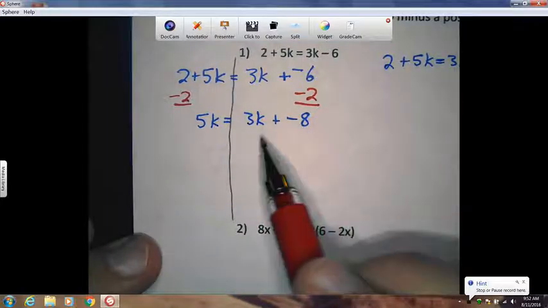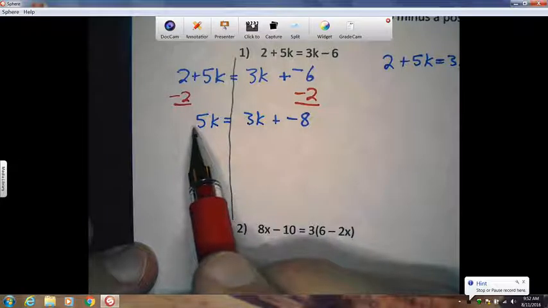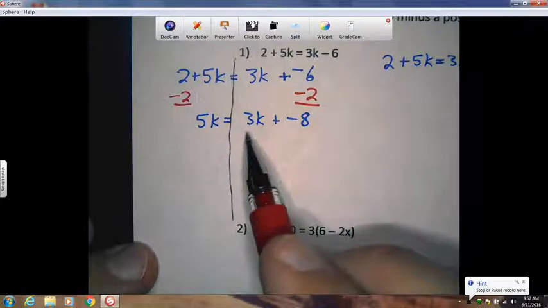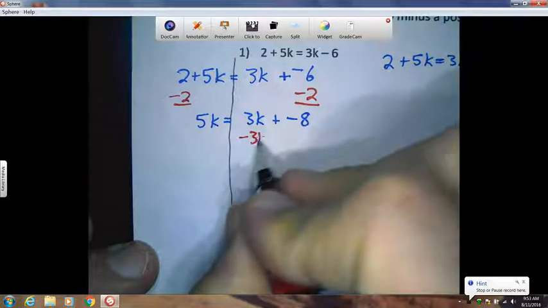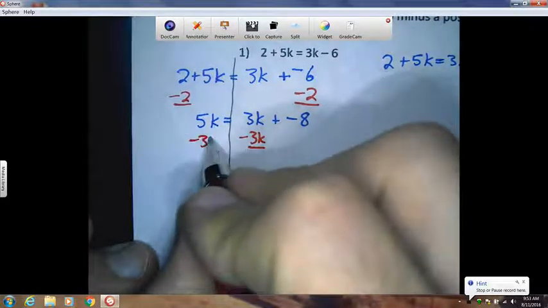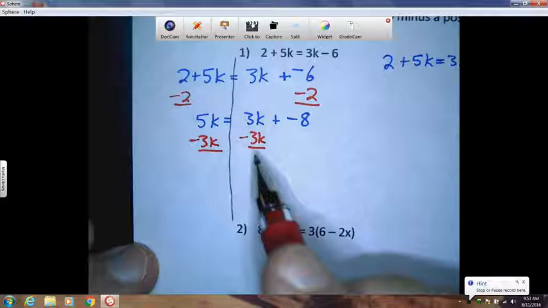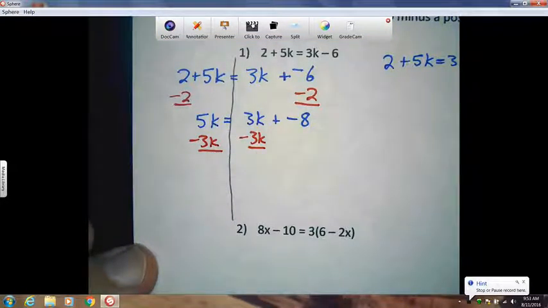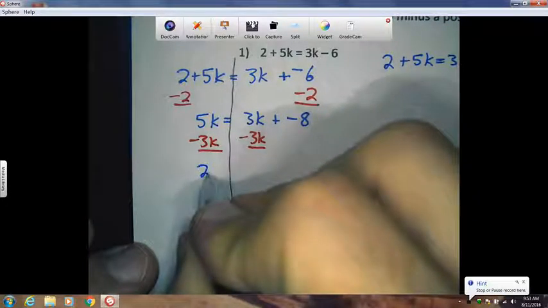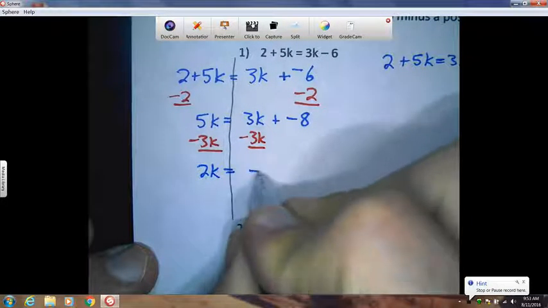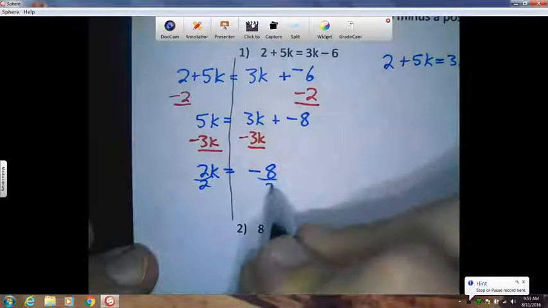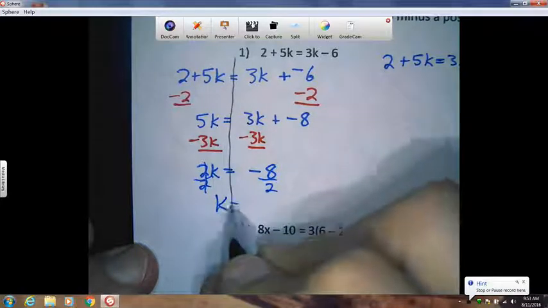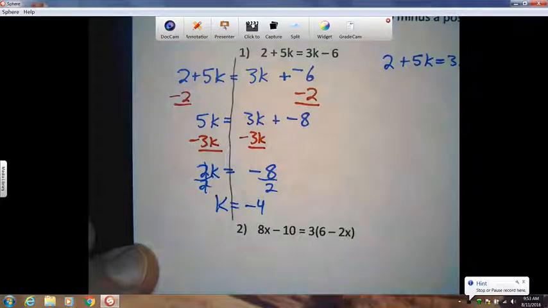I want to get all my variables to the left. So that means I need to take care of this 3k. Since it's positive, I'm going to subtract 3k from both sides. So notice how I'm doing the same thing on both sides. So I'm left with 2k is equal to negative 8. And the last thing you need to do is divide both sides by 2. K is equal to negative 4.